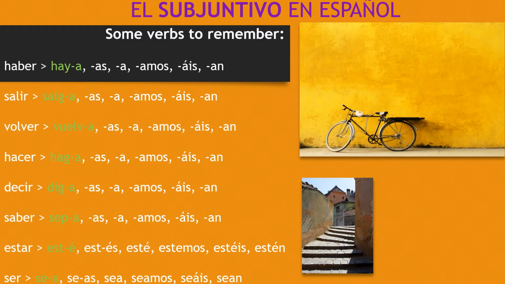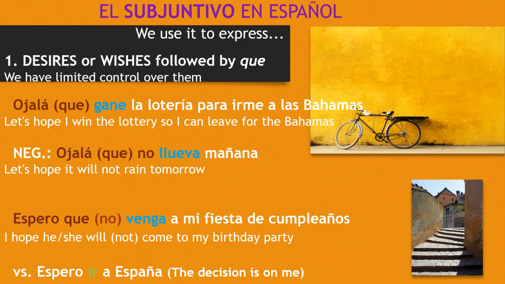Let's see, when do we use the subjunctive? First of all, we use it to express desires or wishes, always followed by que. Notice when I conjugated the verbs, I said que haya, que hayas, que haya. That you have, that I have. Because very, very often, the subjunctive is preceded by that que, okay?